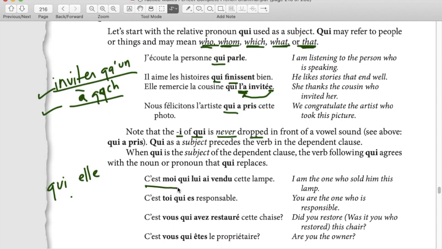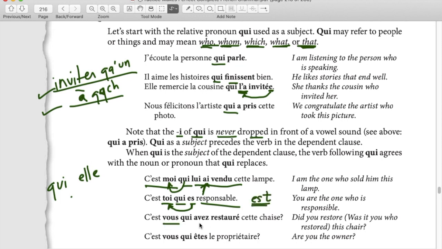C'est moi qui lui ai vendu. So here qui is referring to moi. Accordingly, we will use the auxiliary verb conjugation. What are we saying? C'est moi qui lui ai vendu. So we are using ai. This conjugation is matching the subject that qui is referring to. C'est toi qui es responsable. So here es is matching the subject toi, which qui is acting as a subject but refers to toi, which is second person singular. That's why es and not est.